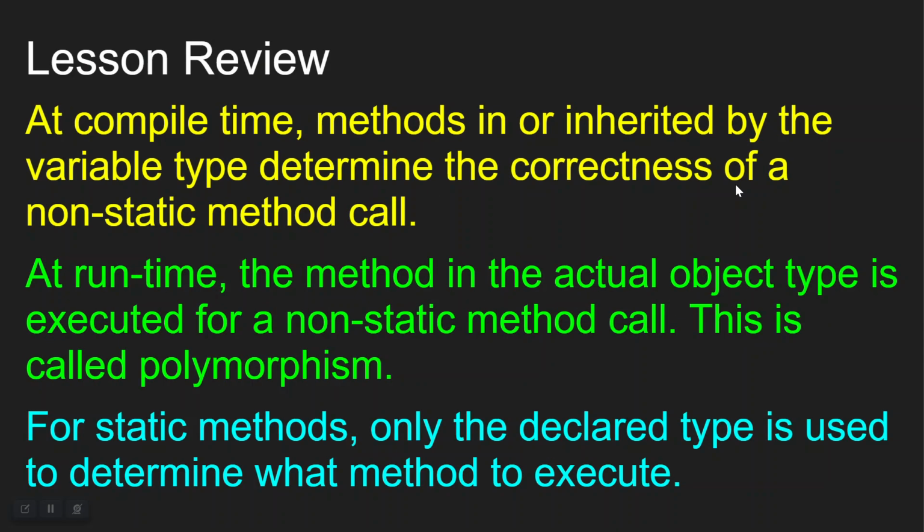All right, so that's basically it. Lesson review here. At compile time, methods in or inherited by the variable type determine the correctness of a non-static method call. At runtime, the method in the actual object type is executed for a non-static method call. And again, this is called polymorphism. For static methods, only the declared type is used to determine what method to execute.